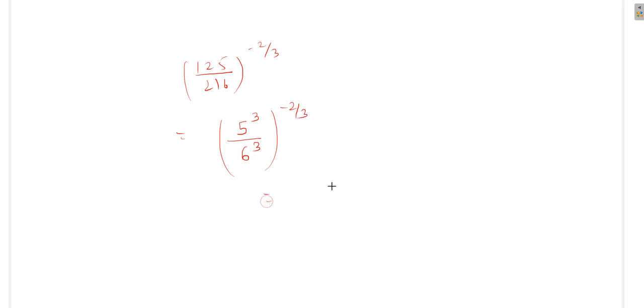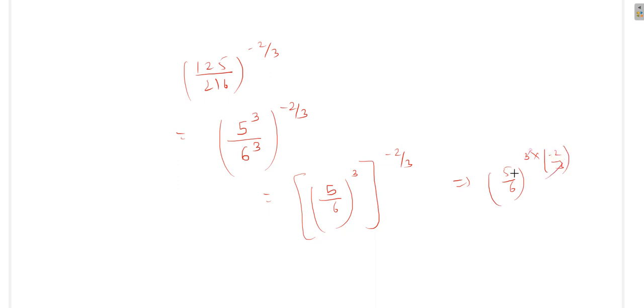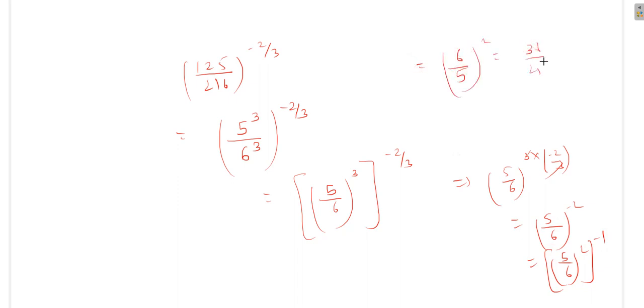Now what you can do is write 5 by 6, as both have the same power. So this is 5 by 6 power 3, whole power minus 2 by 3. As this is a power of a power, the 3s will be cancelled. So I will be left with 5 by 6 power minus 2. If I simplify it further, it is 5 by 6 square, power minus 1. That implies 6 by 5 square. So it is nothing but 36 upon 25.